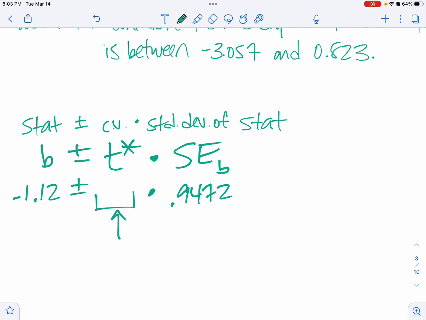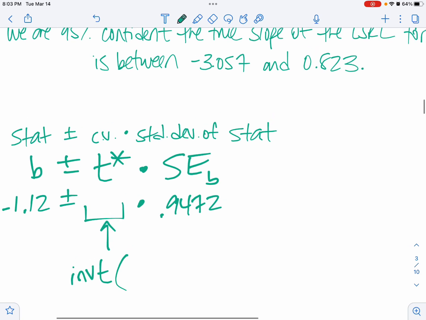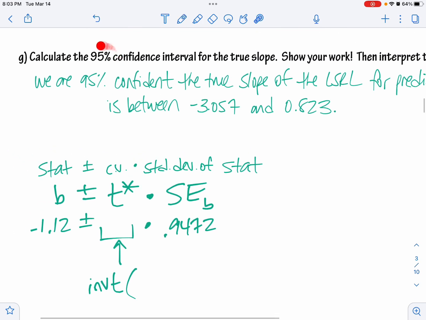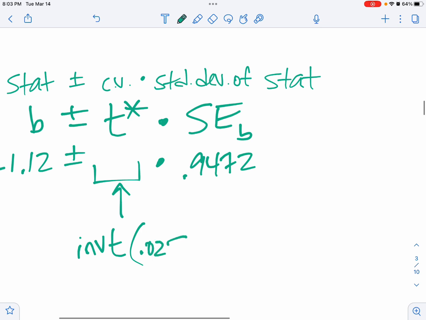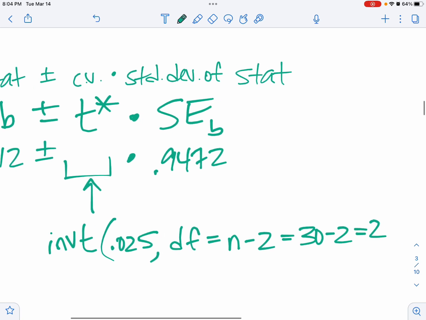And how to find the inverse t. So inverse t, let's see, for a 95% confidence interval, that means I have 2.5% on each tail. And the degrees of freedom in this chapter, and this is the only chapter where this happens, is n minus 2, which is 30 minus 2, which is 28.